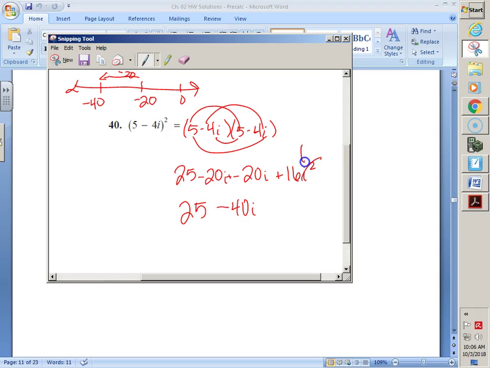I squared simplifies to negative 1. Then we put our real parts together. 25 minus 16 is 9, and we're done.